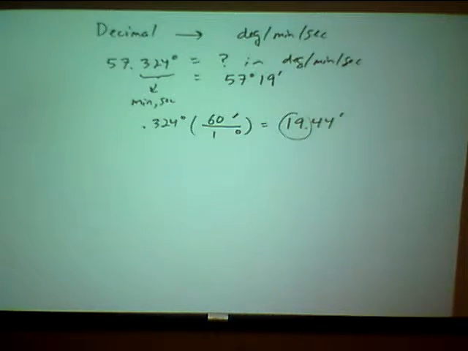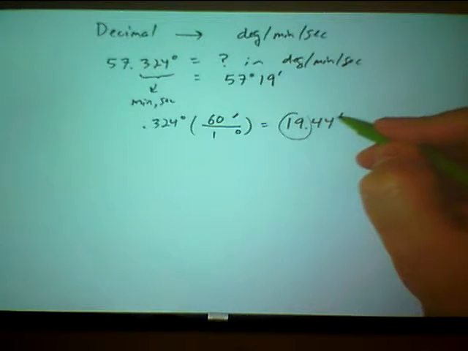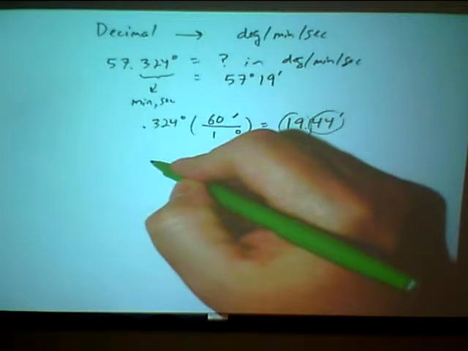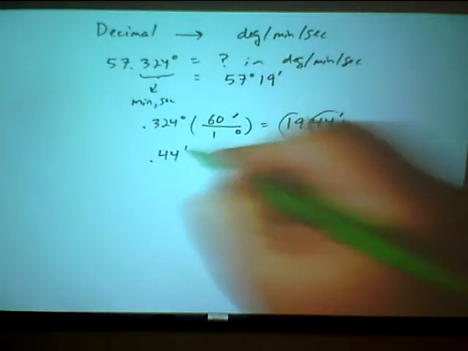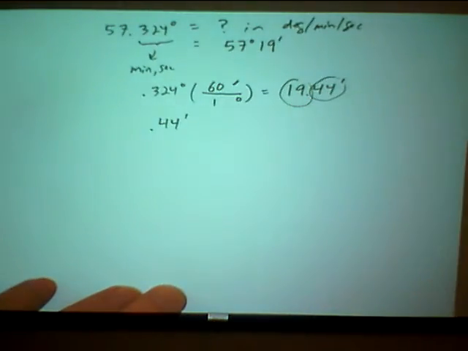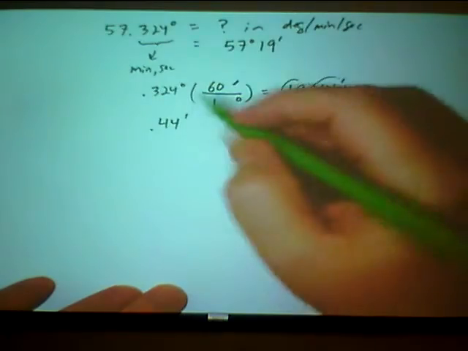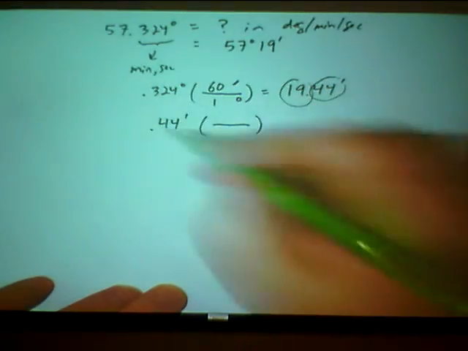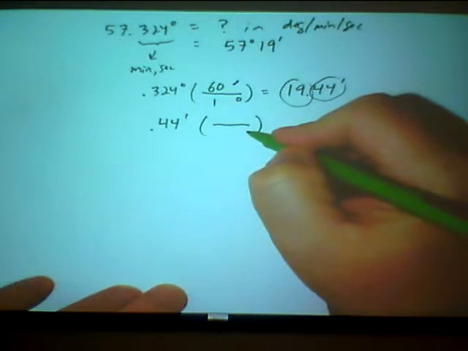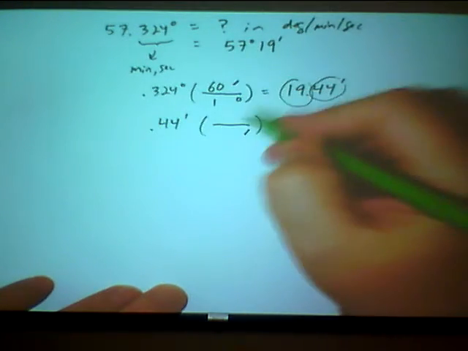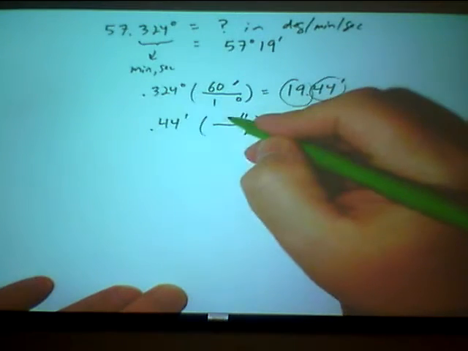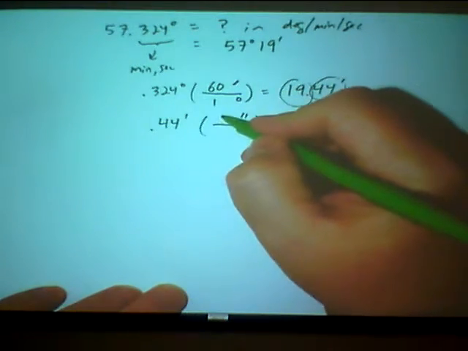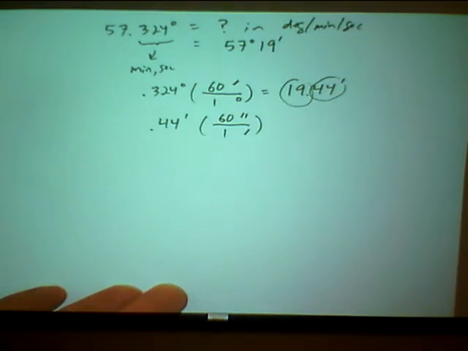Now for the seconds, I'm going to take the decimal part of my minutes number, so 0.44 minutes, and I need to convert that into seconds. So once again, you have your fraction here. I start with minutes, so minutes go on the bottom. I want to get to seconds, so seconds go on the top. And then I say, what's the relationship between minutes and seconds? Well, I know there's 60 seconds in 1 minute.